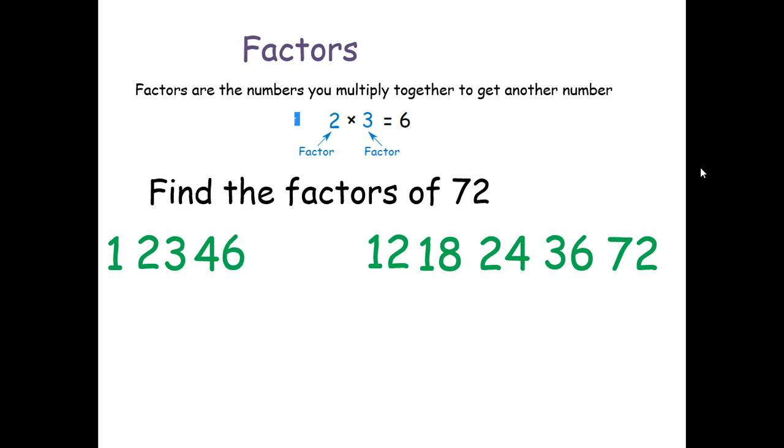It won't divide by 7, so we can't skip 7. We try 8, it's 8 times 9. And then we've met in the middle because after 8 comes 9, which is already written down, so you know you found them all. So in total, 72 has got 12 factors. So the larger the number is, the more likely the larger number of factors.